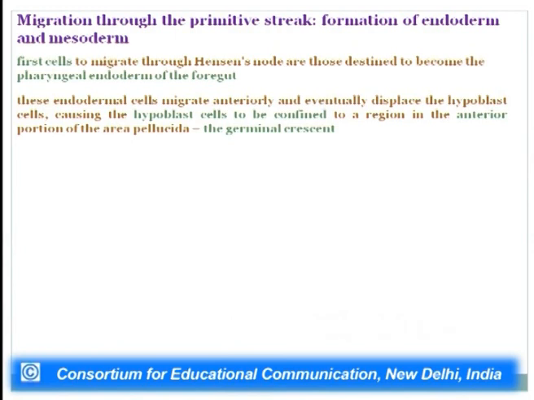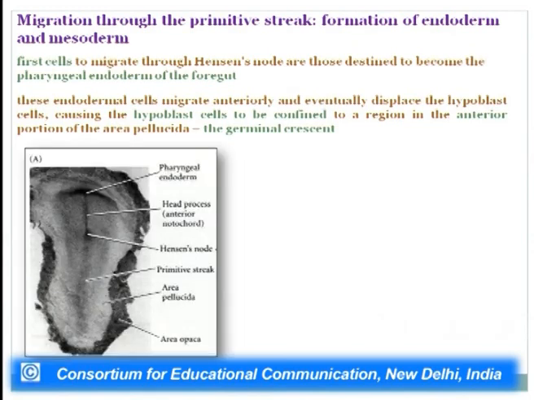These endodermal cells migrate anteriorly and they eventually displace the hypoblast cells. So, they will start moving from Hensen's node anteriorly, and because they are the endodermal layer, they will go as deep as where the hypoblast layer or the endoblast layer was present, and they will start displacing the endoblast layer towards the anterior region. Then this endoblast layer will be confined to a very small region on the anterior portion of the area pellucida in the shape of a crescent, and that is termed the germinal crescent.